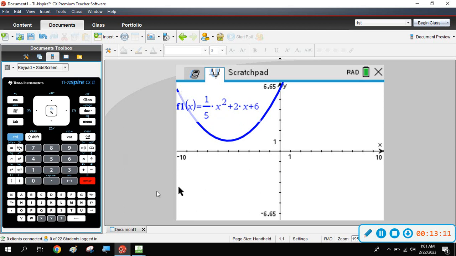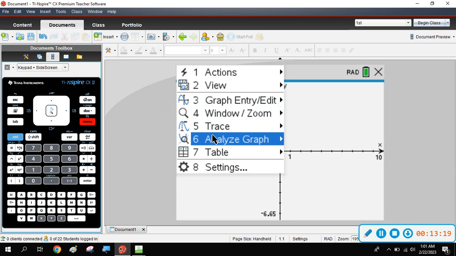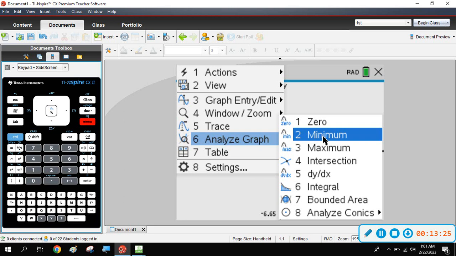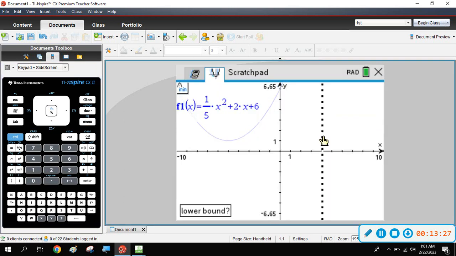And so I'm going to get to answer some of the questions. First one being, what is the vertex? Again, I'll go menu. I'll go analyze graph. I'm looking for the vertex. In this case, the vertex is the lowest point, which is going to be the minimum, since it's opening upward.